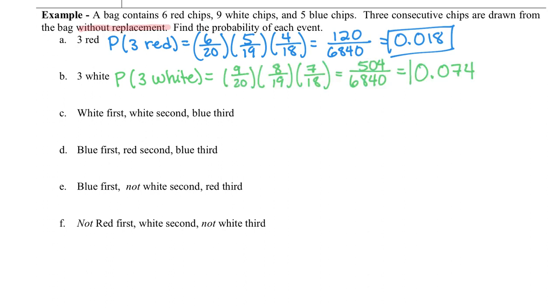I'm hoping most of you got that correct. It should be 0.074 as your final answer. 504 over 6,840 is the fraction you should have gotten.